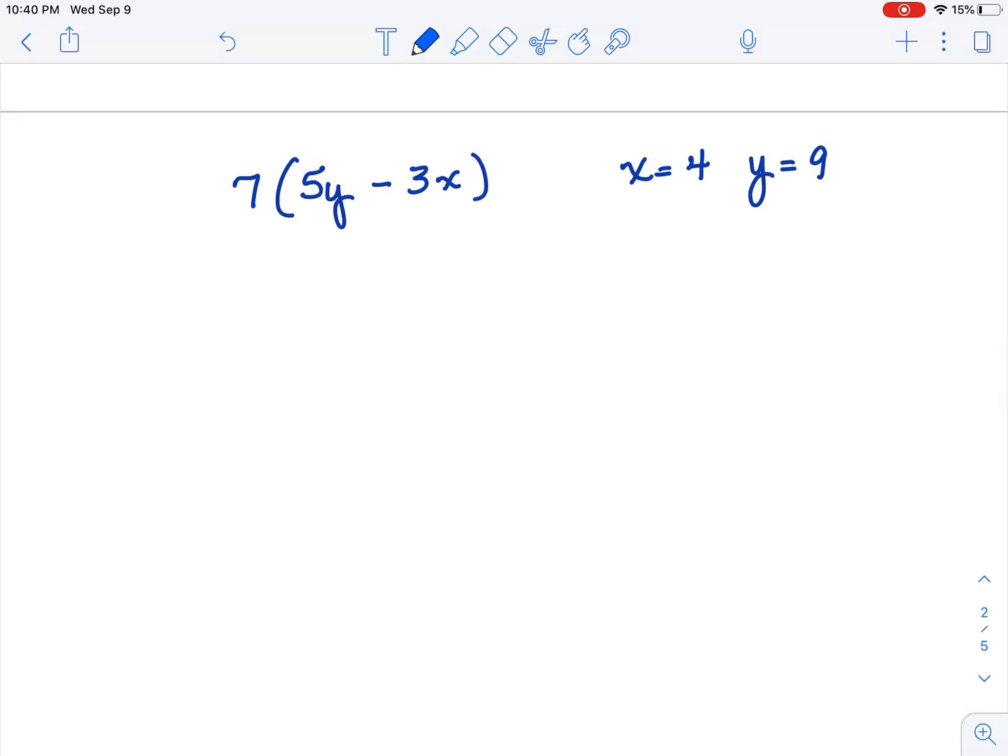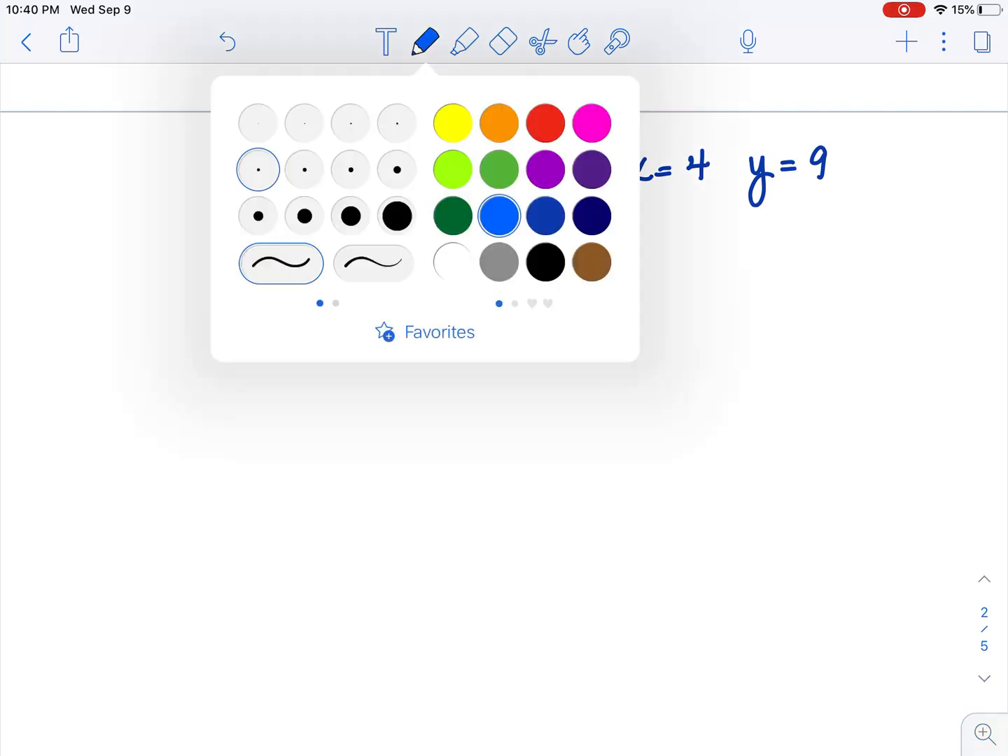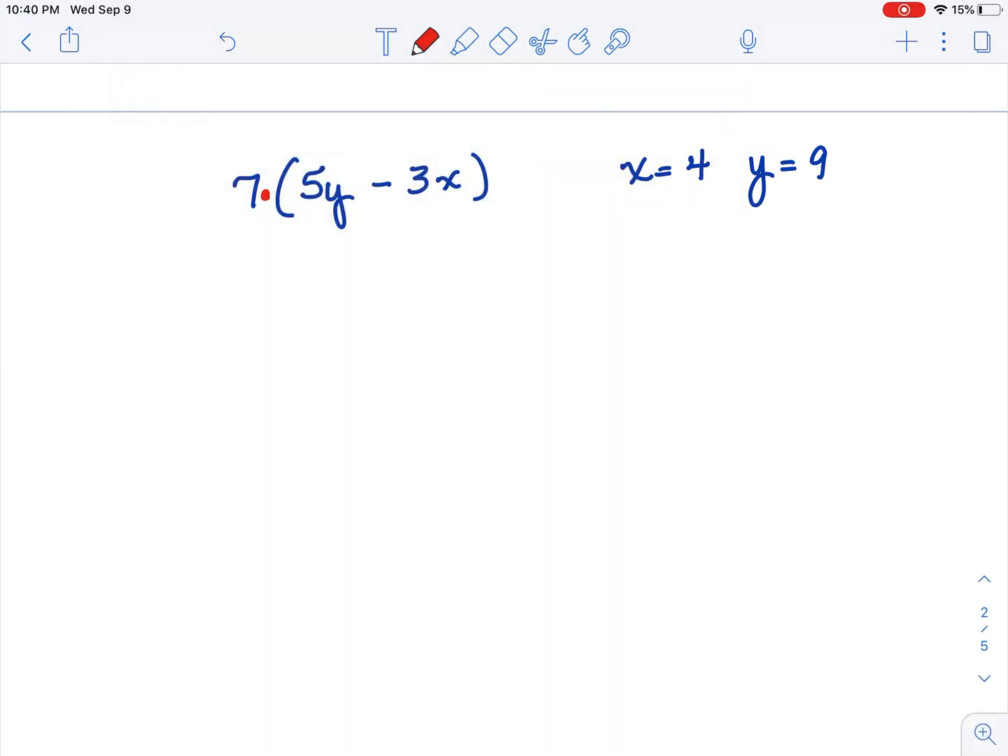All right, on this problem, just to remind you again that when you have this space right there, that's saying side by side, and side by side means to multiply, so you would put that there. So 7 times 5y means 5 times y, so I'm going to write 5 times 9. Now if I wrote 59, it would have totally changed the problem. I got that 9 because y equals 9. 3x means 3 times x, which x is 4.